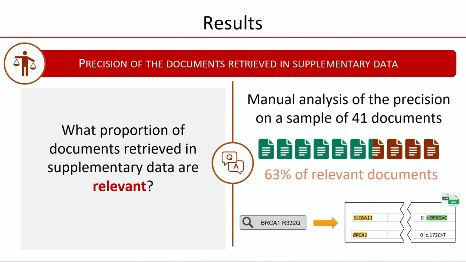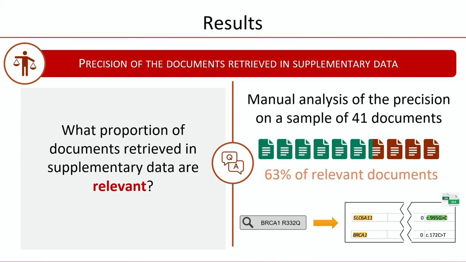So it's good to retrieve more documents, but the question is, are these documents relevant? Are they really about the variant that was in the query? So to answer this question, we did a manual analysis. We selected a random sample of 41 documents, and we manually assessed if these documents were relevant or not. And we found out that 63% of the documents are relevant, so are about the variant of the query.